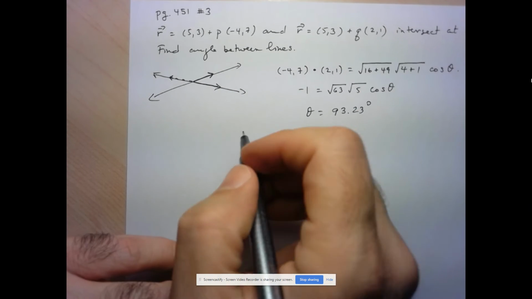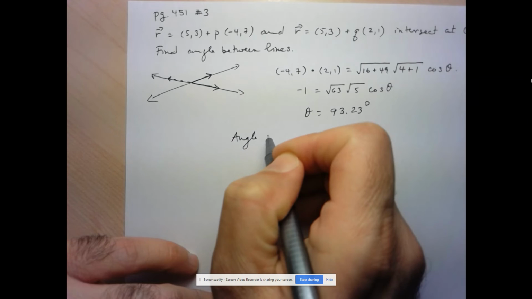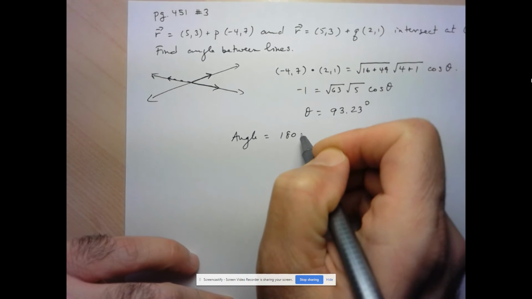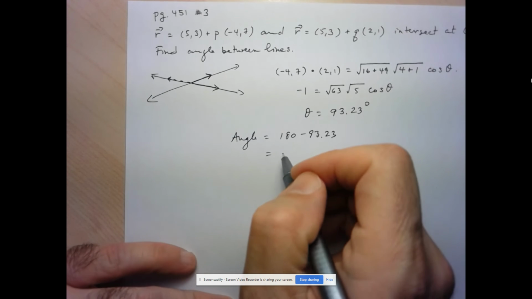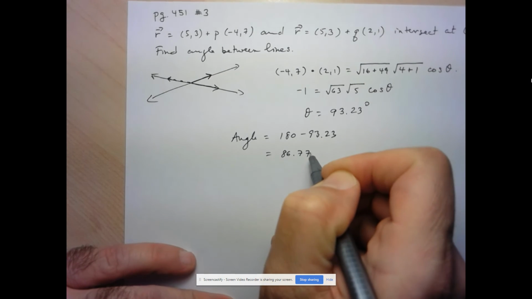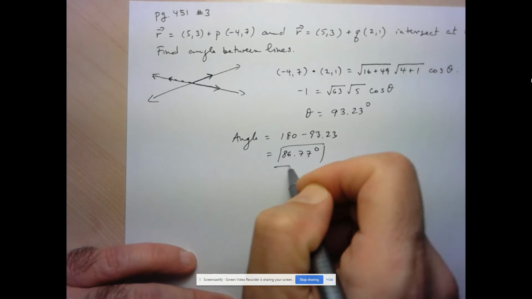So the angle that we're looking for is just equal to 180 minus 93.23, which we just saw, was 86.77 degrees. Okay, and there's our answer.